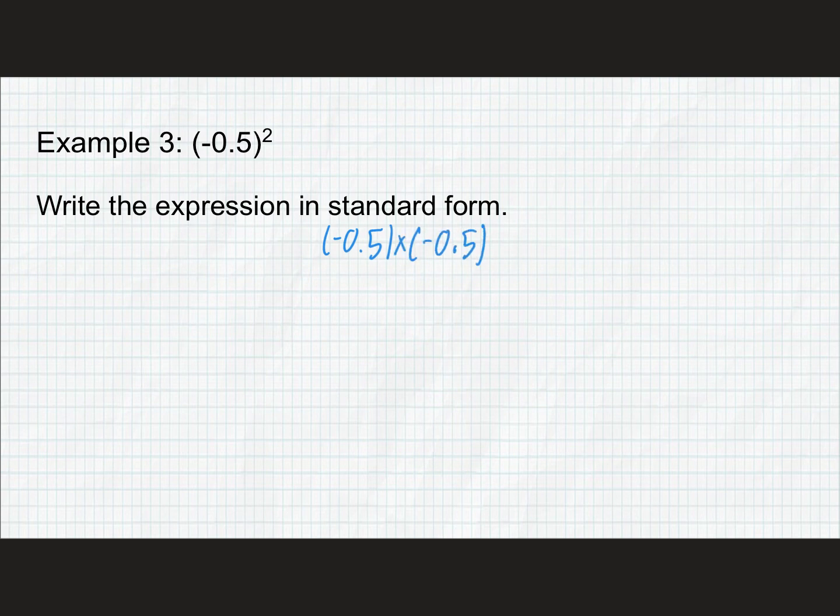To get the number in standard form, we need to multiply it out. Negative times negative is a positive, and 0.5 times 0.5 is 0.25. So negative 0.5 squared is the same thing as positive 0.25.